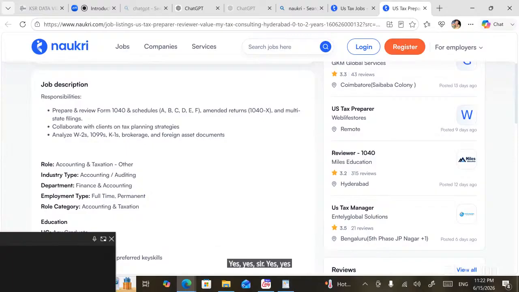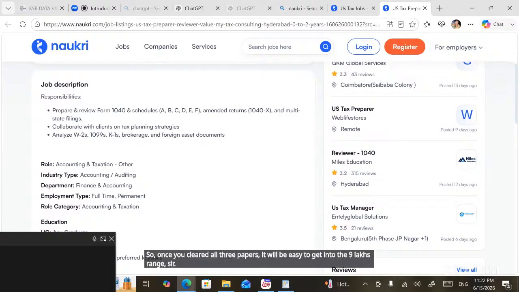Yes, sir. We can get a better package at that time. So once you cleared all 3 papers, it will be easy to get into the 9 lakhs range, sir. And again, it's not going to end here.